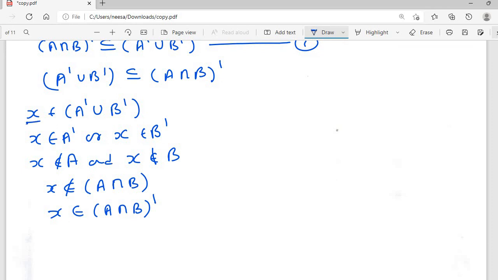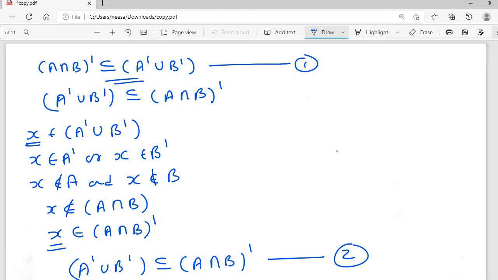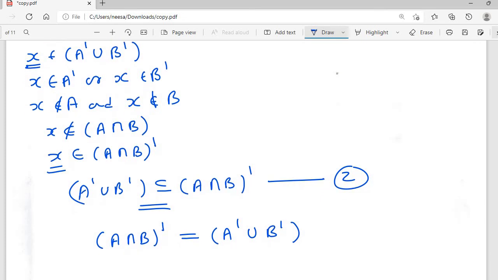So where we had started that X belongs to A complement union B complement, we had concluded that X belongs to (A intersection B) complement, which means A complement union B complement is a subset of (A intersection B) whole complement. So this is the second step, and as we know from step number 1 and from step number 2, we can conclude that (A intersection B) whole complement is equal to A complement union B complement. This was the De Morgan's law, second De Morgan's law. Hence proof.